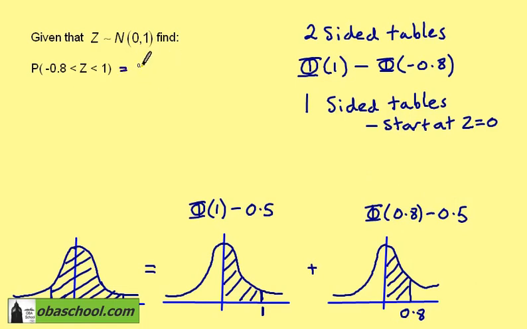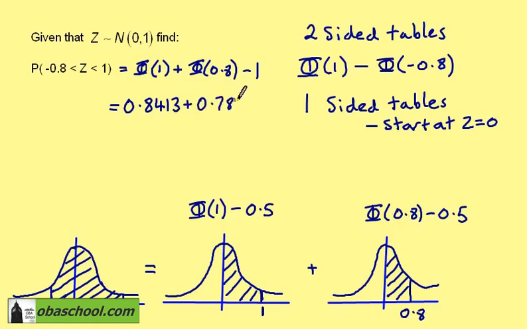This gives us phi of 1 plus phi of 0.8 take away 1. So looking up tables, we get 0.8413 plus 0.7881 take away 1, and this calculates to 0.6294.